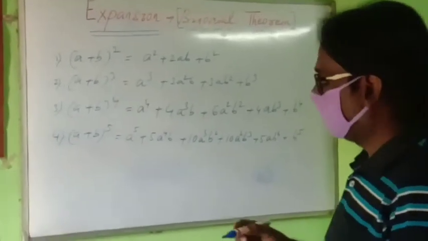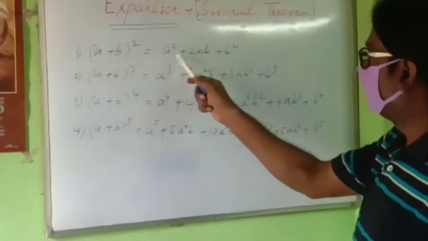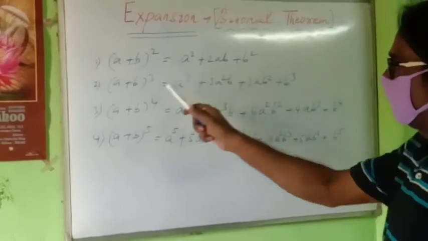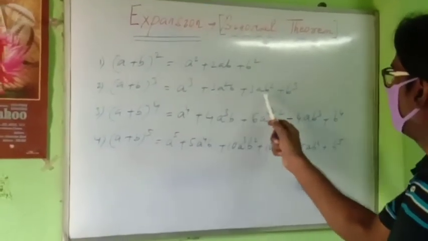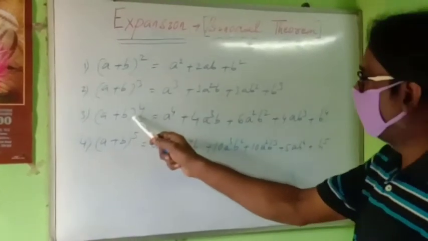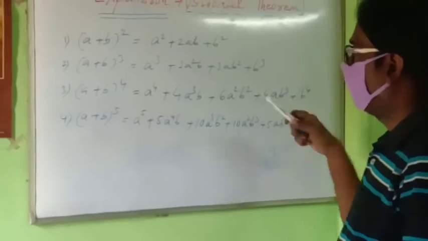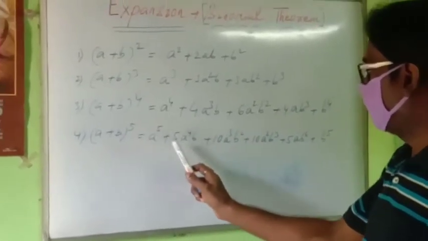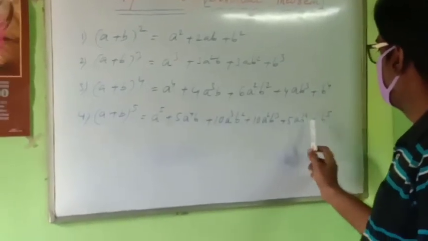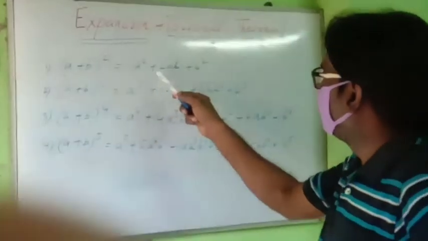One more interesting thing you see here. In case of power 2, there are 3 terms in the expansion. In case of power 3, the number of terms will be 1, 2, 3, 4. If power is 4, number of terms 1, 2, 3, 4, 5. If power is 5, how many terms are there? 1, 2, 3, 4, 5, 6. If the power is n, then the number of terms will be n plus 1.